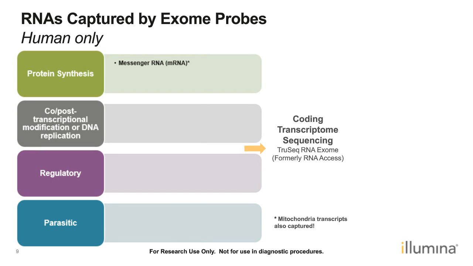If we want to get more specific about the transcripts that we're looking at, we can use sequence-specific probes, which will capture a subset of the total RNA. So for example, our TruSeq RNA Exome kit, formerly known as TruSeq RNA Access, some of you might know it as this name. And this kit has probes specific to the exome that will capture mRNA targets. We know that mitochondrial targets can be captured with this kit as well.